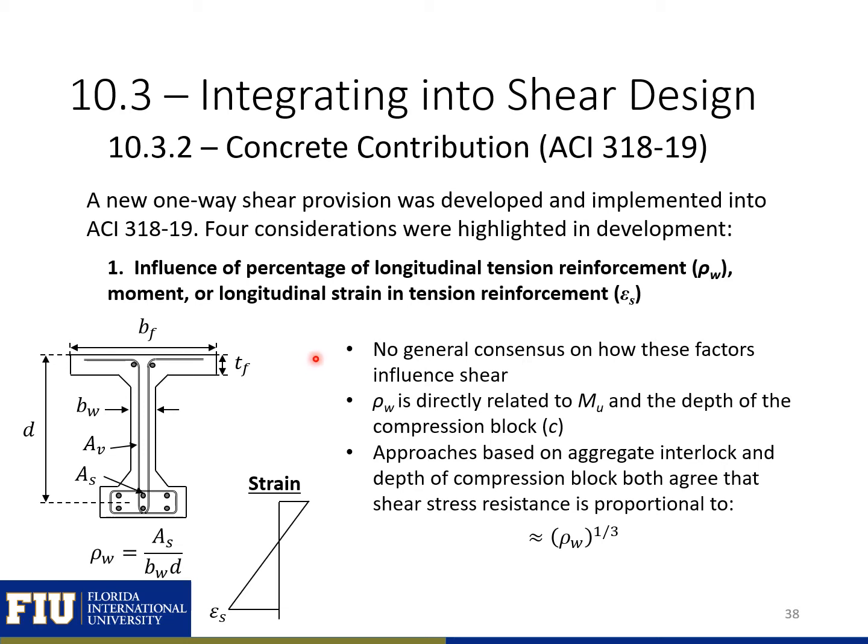In general, there isn't any consensus on how these factors influence shear, but rho w is directly related to Mu, so our ultimate moment, and the depth of the compression block c. So approaches that are based on aggregate interlock and the depth of the compression block both agree that our shear stress is proportional to this rho w to the 1/3 power. So this component made it into ACI 318-19.